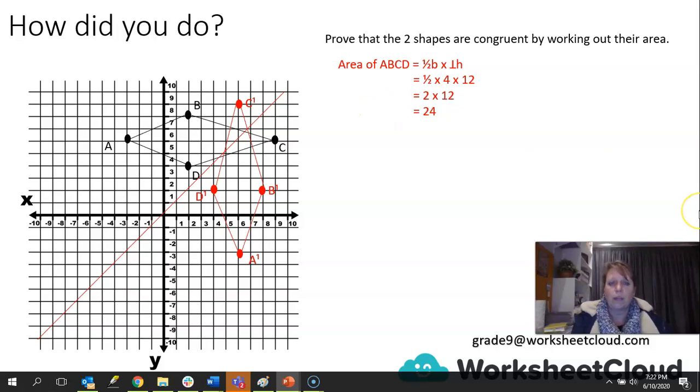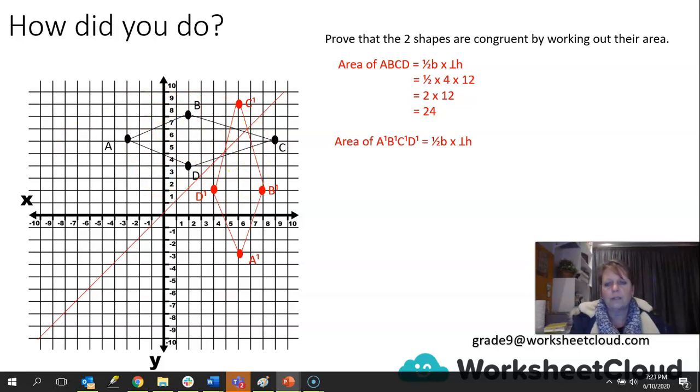Right, but we can't leave it there, because now we have to find out whether the area of the other kite is the same. So let's see. The area of A1, B1, C1, D1 is going to give us the same formula. We've got to use the same formula. It is also a kite. So let's work out. We've got this is the base, and we can use this as the height, and we'll double check it again by working out each triangle as well.